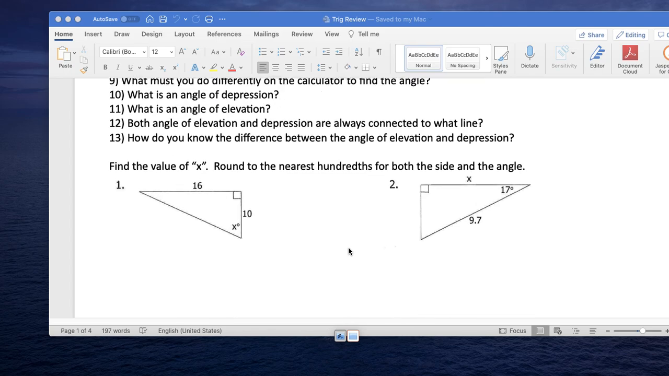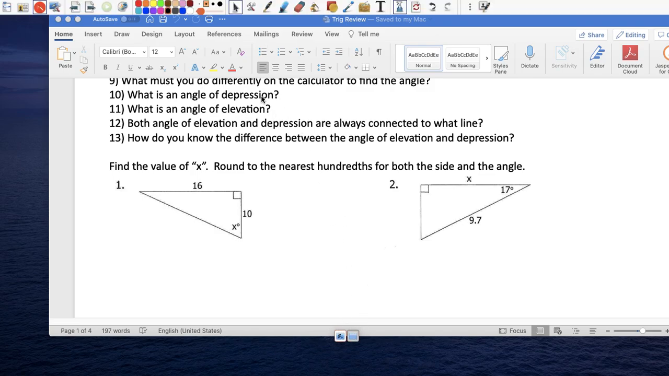So here, we want to find the angle, and I think it's always nice if you start by labeling the triangle. So this is your hypotenuse, this is your opposite from angle X, and this is your adjacent. We're looking for the angle, and we have the opposite and adjacent, so we're going to use tangent, right? So we're going to write tan of X, angle X, equals opposite, which is 16, over adjacent, which is 10.